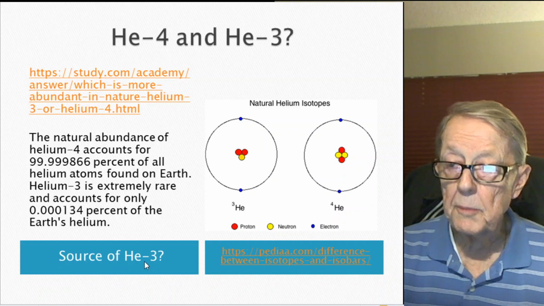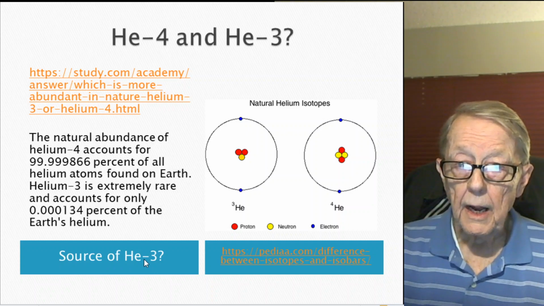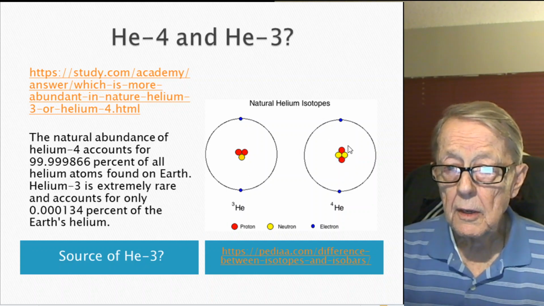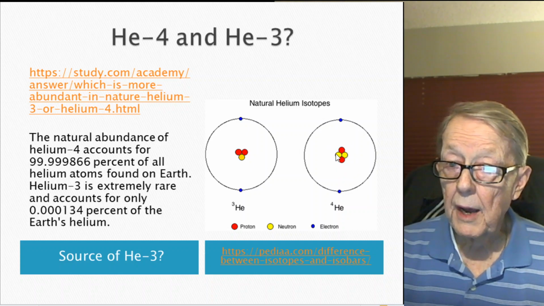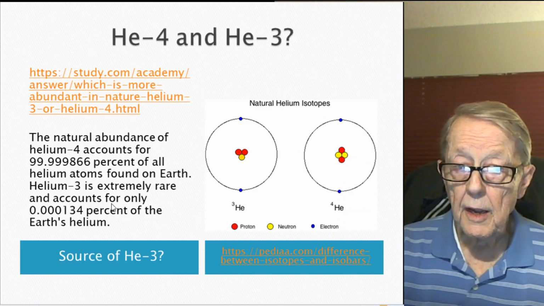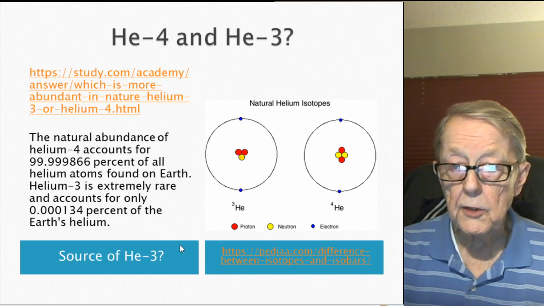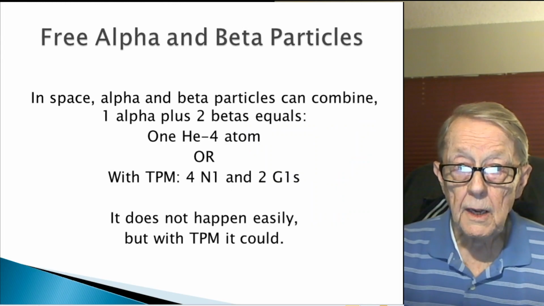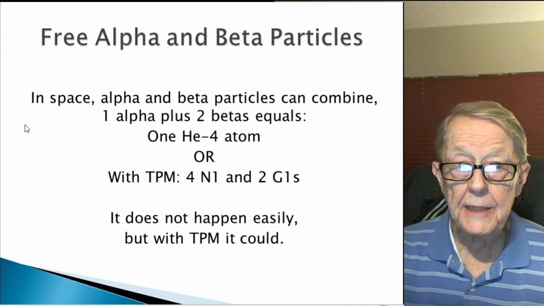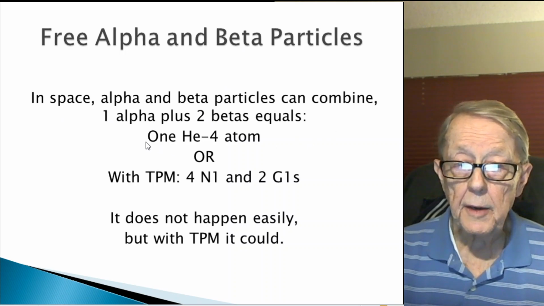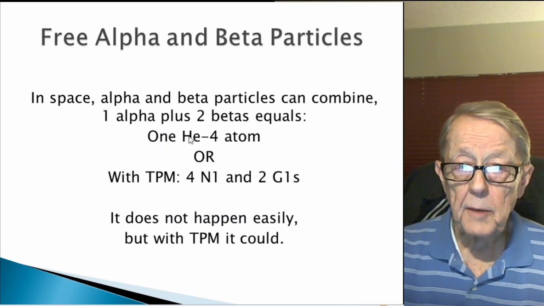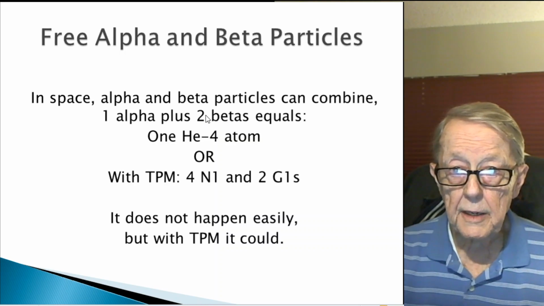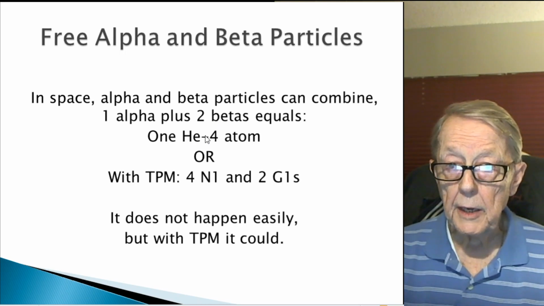Well, what's the source of helium-3? Is it the alpha particle? Or maybe it's an unstable alpha particle that is not quite balanced, that loses a neutron, and that's why this occurs. That's a conjecture on my part, just guessing what might have happened. And in fact, you could have free alpha and beta particles in space, and they could combine. An alpha particle could be flying through space and meet up with 1 or 2 beta particles, which is like a nucleus and electrons, and form a helium-4 atom.